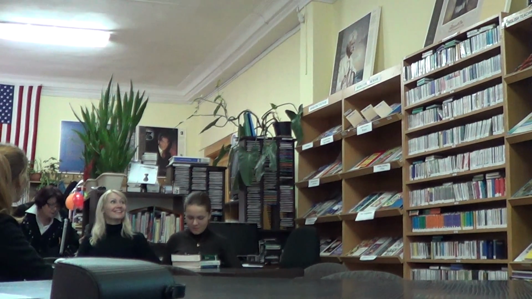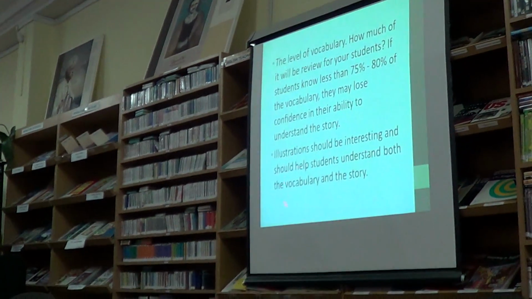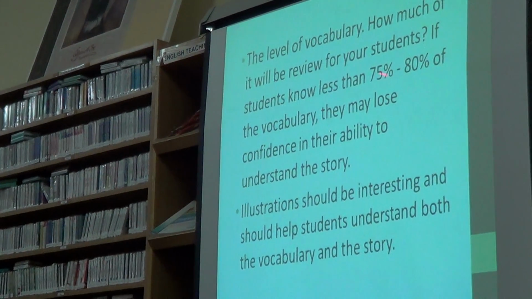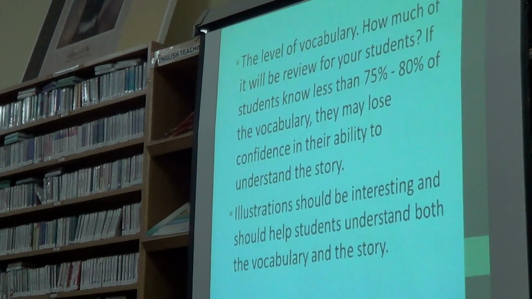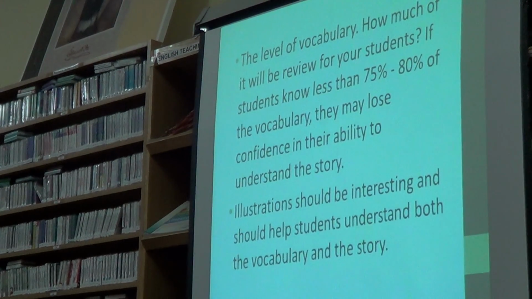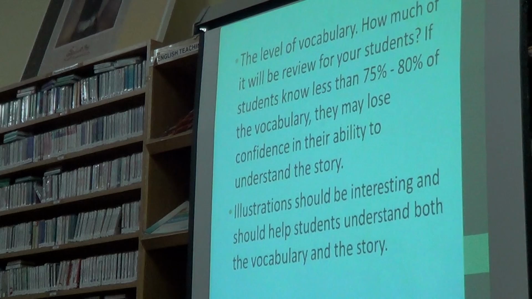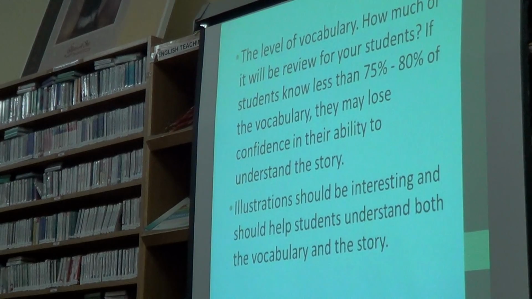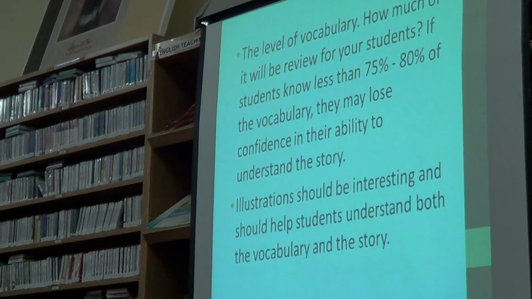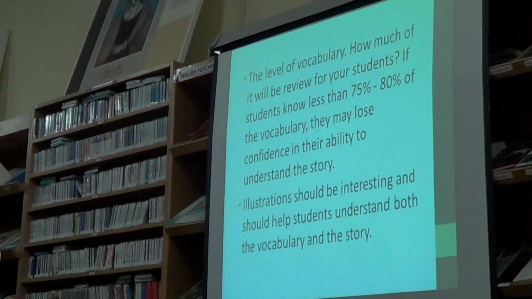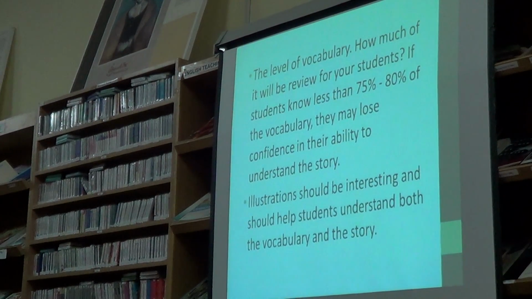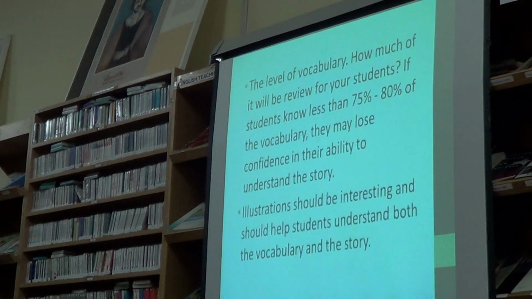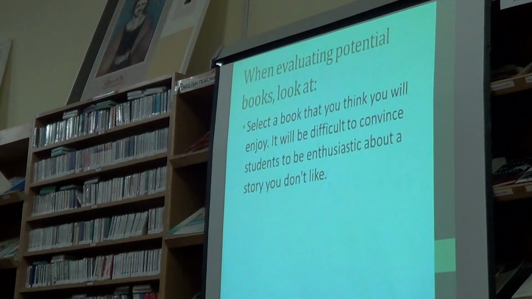And that's in the next one. Illustrations should be interesting, right? And they should help the students understand the story. Another thing is we have to make sure that they know 75 to 80% of the words, that they can recognize, identify and use. Remember how we talked in previous sessions about I plus one? So this keeps it at the I plus one level, if they already know 75 to 80% of the vocabulary. Then they're just challenging themselves a little bit more than their base knowledge, which is motivational.